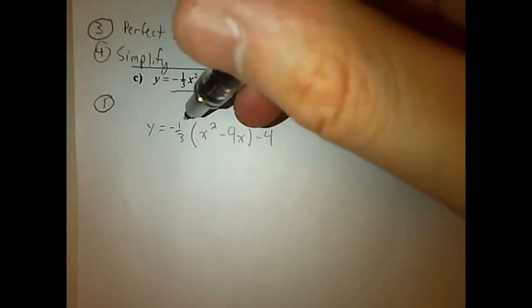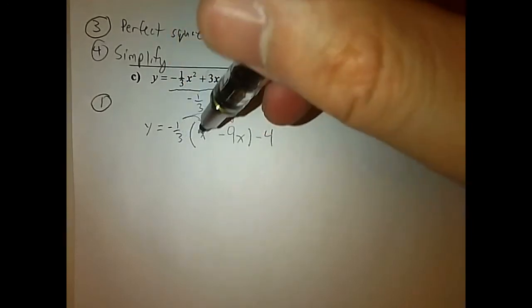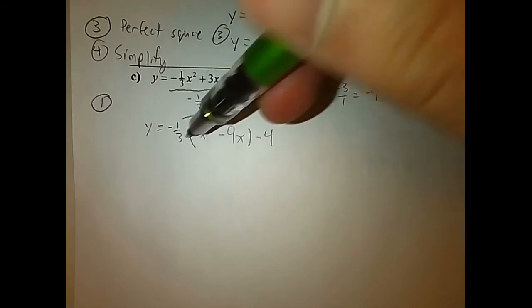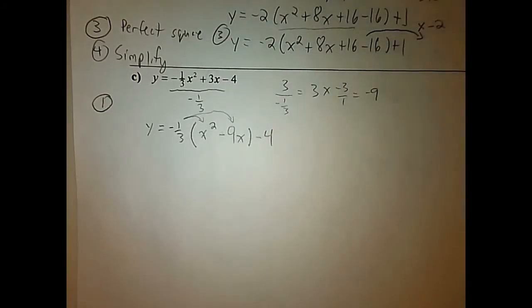if I were using distributive property here to put it back in, negative 1/3 times x squared, and negative 1/3 times negative 9 would give me positive 3. So I've done it correctly.